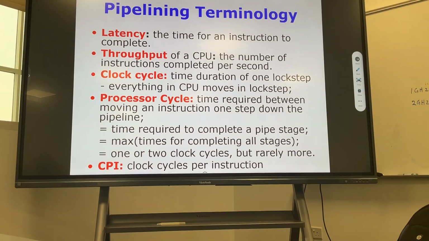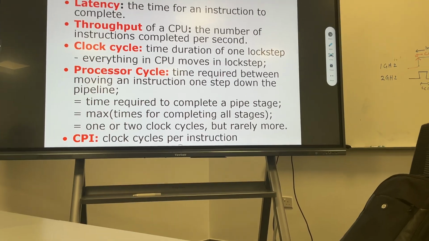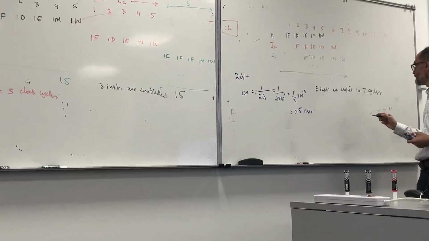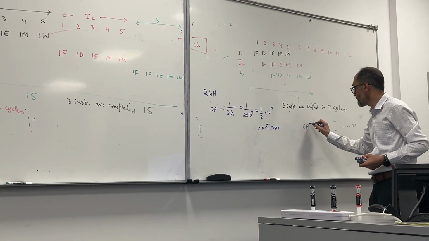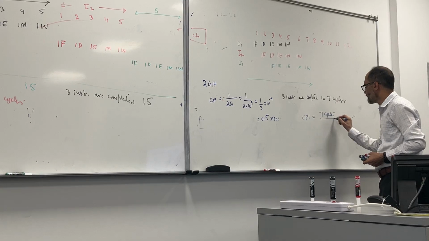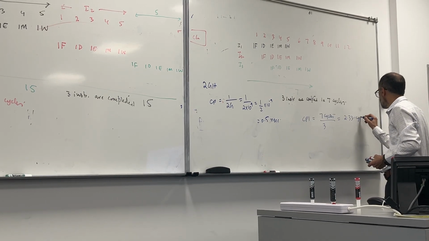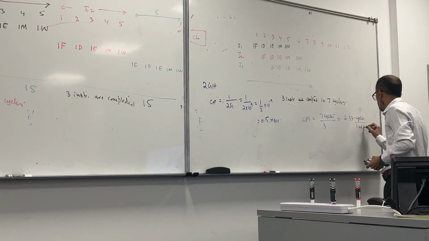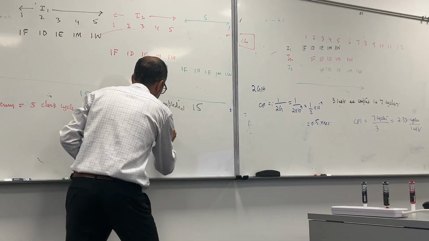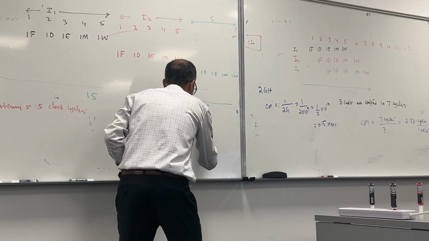Okay, cycles per instruction: how many clock cycles is it taking per instruction? In this case, a total of 3 instructions are completed in 7 cycles. So CPI, cycles per instruction: there will be 7 cycles and there are 3 instructions, so it will take 2.33 cycles per instruction. And here, 15 divided by 3: how many clock cycles per instruction? 5 clock cycles.